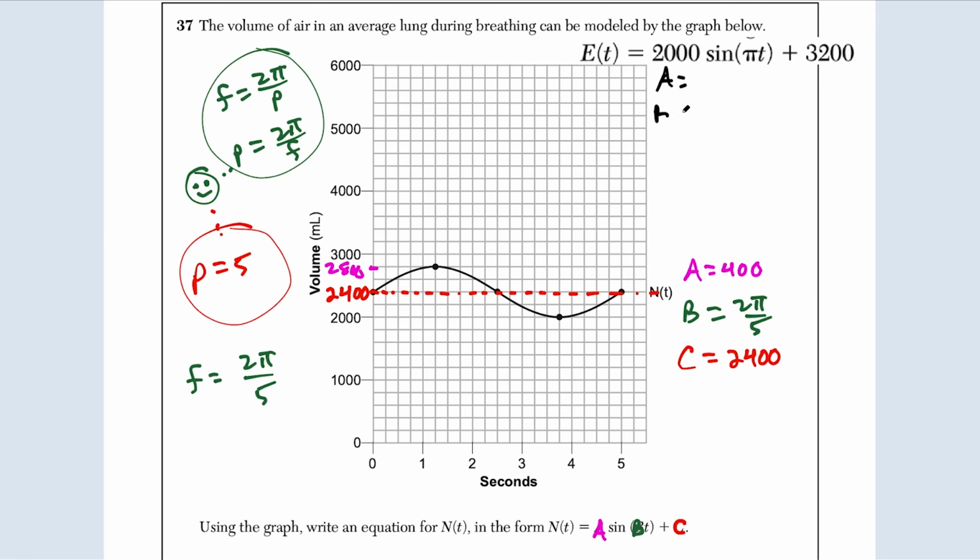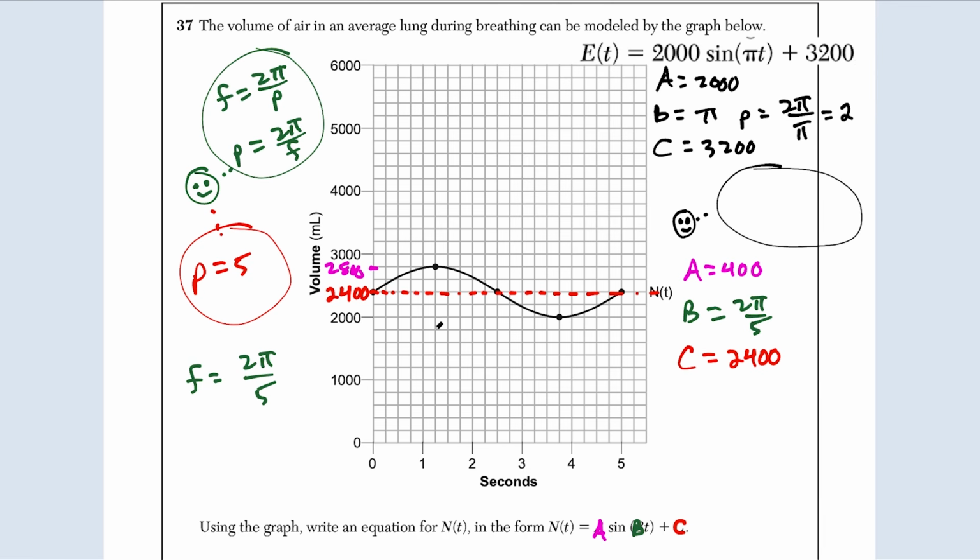So I would want to identify here the a, b, and c value. The a value is 2000, that's our amplitude. Our b value is pi, and that's our frequency. And then the c value is 3200, that's our midline. And remember from before, these equations are going to be very helpful. And in this case, we're going to need the second equation. Our period is equal to 2 pi divided by the frequency, and the frequency is pi. So that tells us that we have a period of 2. And how that helps me for this question is I think about the graph. It's going to take 2 seconds for this graph to complete one full cycle.